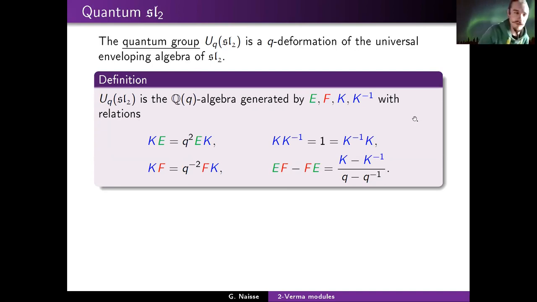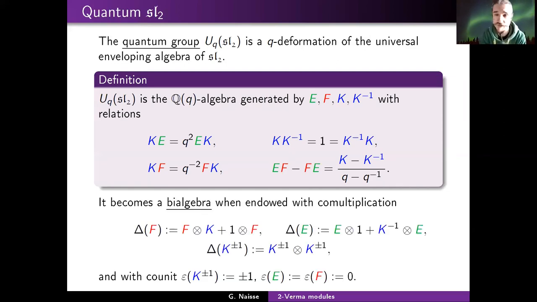So if you know nothing about this, you can just take this as an ad hoc definition. So this is quantum SL2. One of the interesting properties of this algebra is that it can be endowed with a co-multiplication and a co-unit to turn it into a bi-algebra.